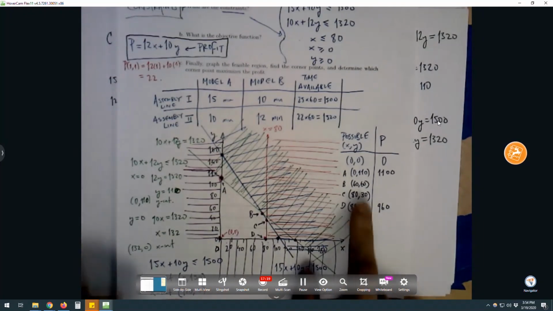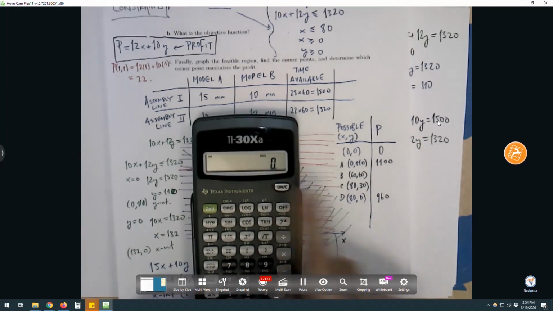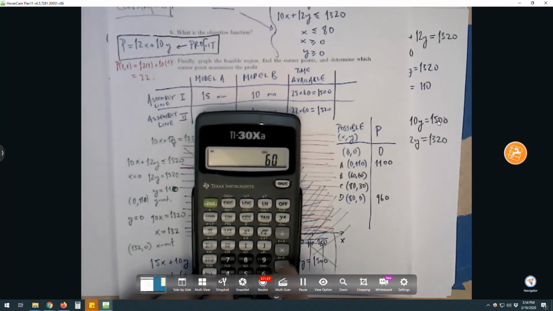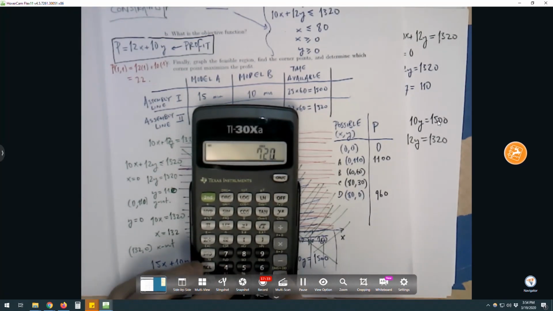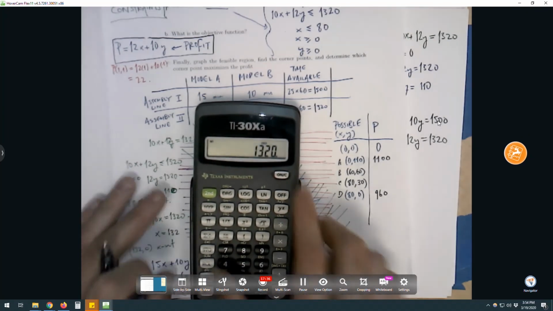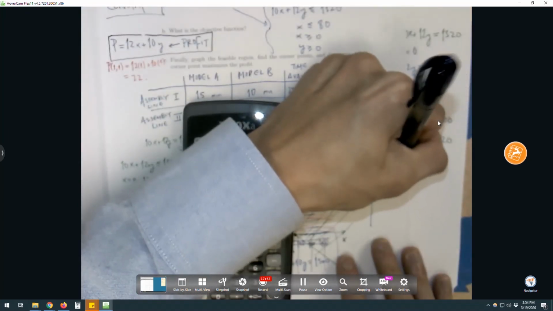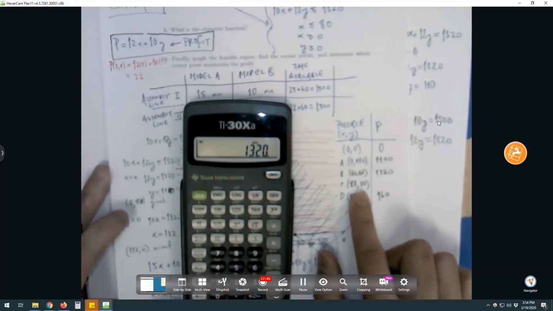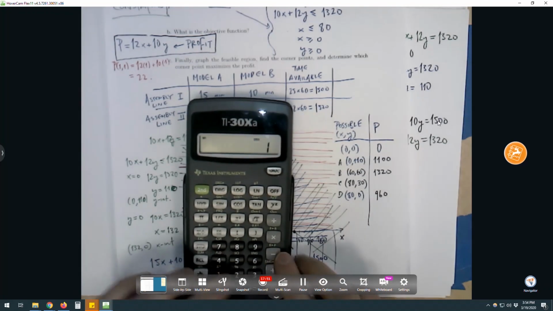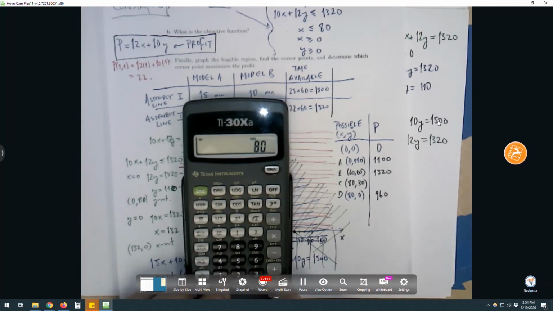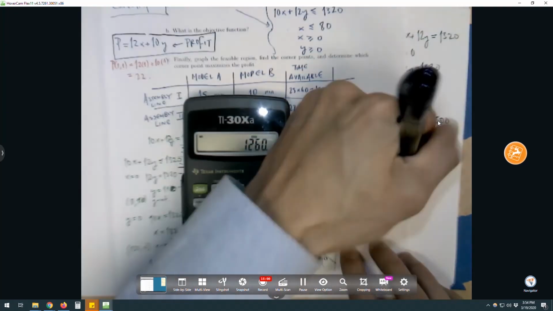Now here you might need a calculator, but if you're good at the mental math, I'm not going to stop you, but I'm just going to use a calculator. So you have 12 times 60, plus 10 times 60, and that's going to give you a 1320 here. And then you get 80 and 30, so 12 times 80 plus 10 times 30, and that's going to give you a 1260.